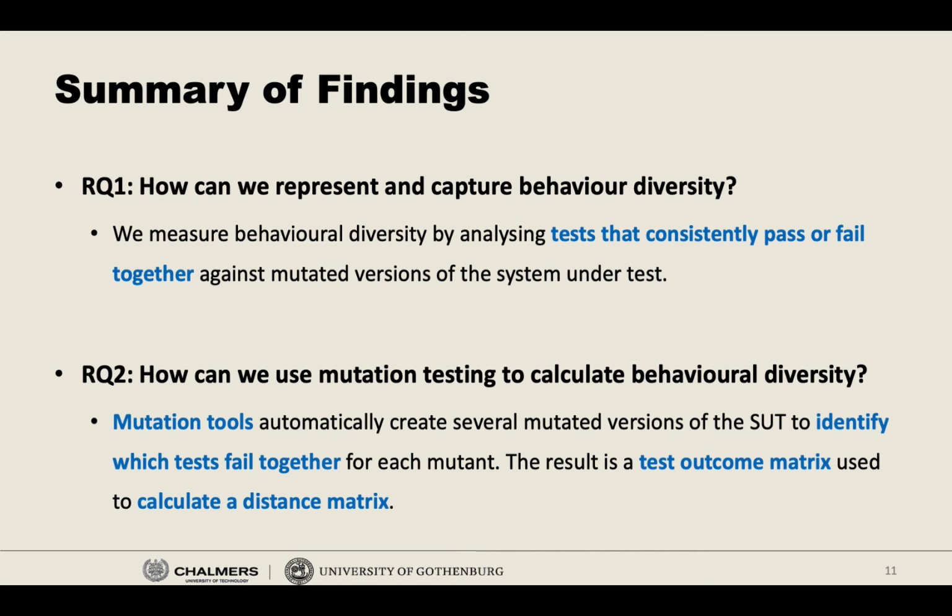So let's return a little bit to our research questions and summarize our findings. First, we capture behavioral diversity by analyzing tests that consistently pass or fail together against mutated versions of the system under test. Moreover, we can use mutation tools to automatically create several mutated versions of the set to identify which tests fail together for each mutant. The result is a test outcome matrix that's used to calculate the distance matrix.